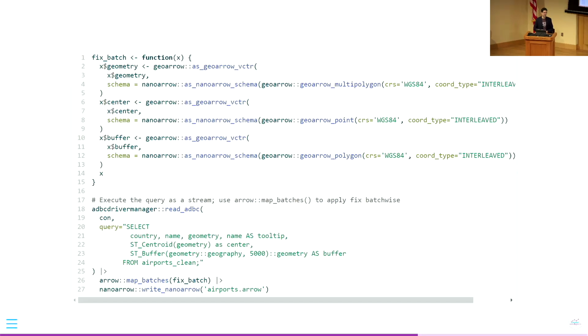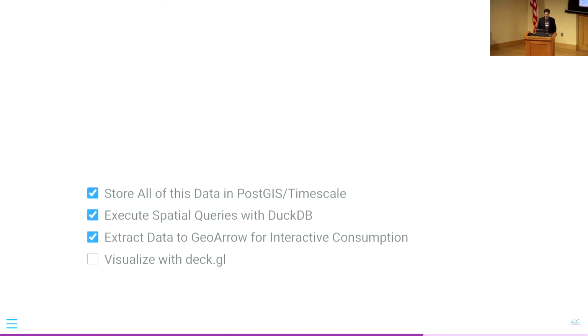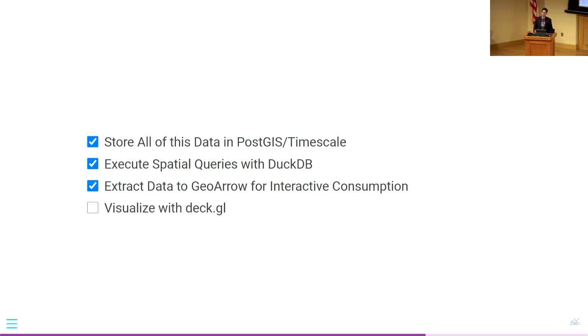Doing the same thing with the airports data. In this case, I have 3 different geometry columns. I will fix each one of them within each batch and stream it all into an Arrow file. It's really that simple thanks to Arrow. Not as nice as that one SQL statement, but this is great. Blazing fast, simple to write. So we have all of our data in Arrow, which we can now use to make those maps.